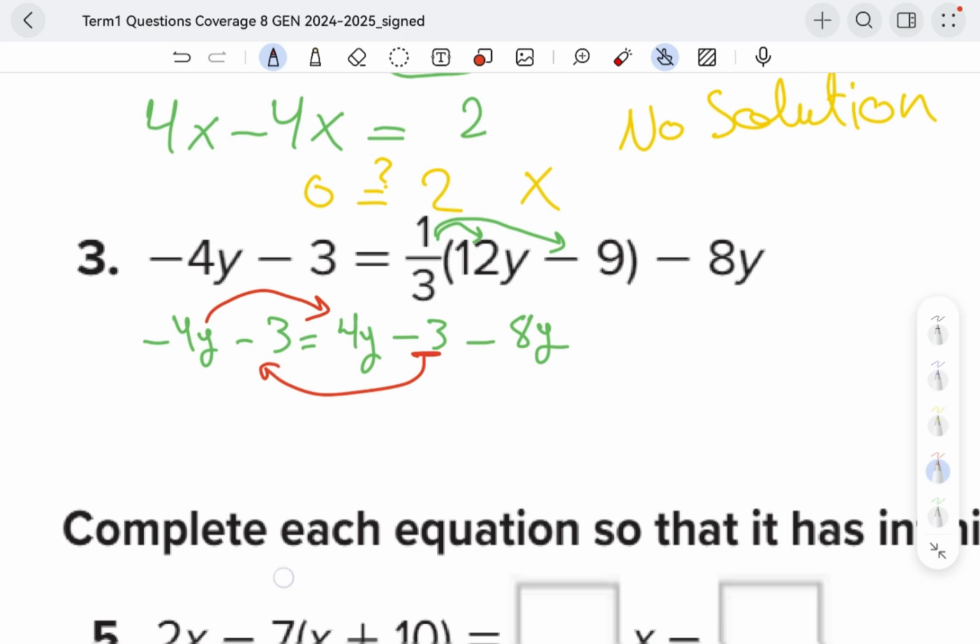Now we're going to have 3 minus 3 equals 4y plus 4y minus 8y. Simplify. 3 minus 3 is 0. 4 plus 4 is 8. 8 minus 8 is 0. Is this a true statement? Yes. So we have infinitely many solutions.